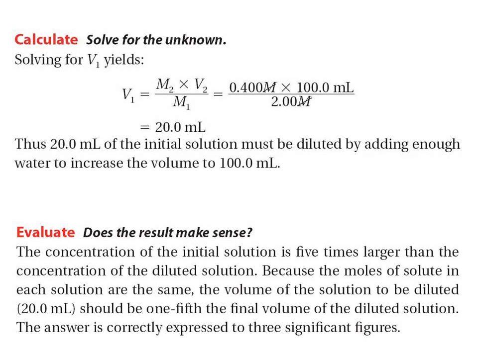So, 20 ml of the initial solution must be diluted by adding enough water to increase the volume to 100 ml. So, sa tingin niyo tama? The concentration of the initial solution is 5 times larger than the concentration of the diluted solution because the moles of the solute in each solution are the same. So the volume of the solution to be diluted should be 1/5 of the final volume of the diluted solution. So the answer is correct.